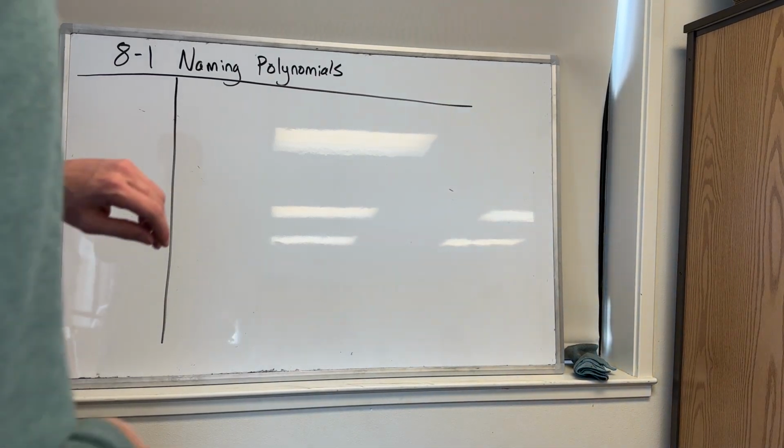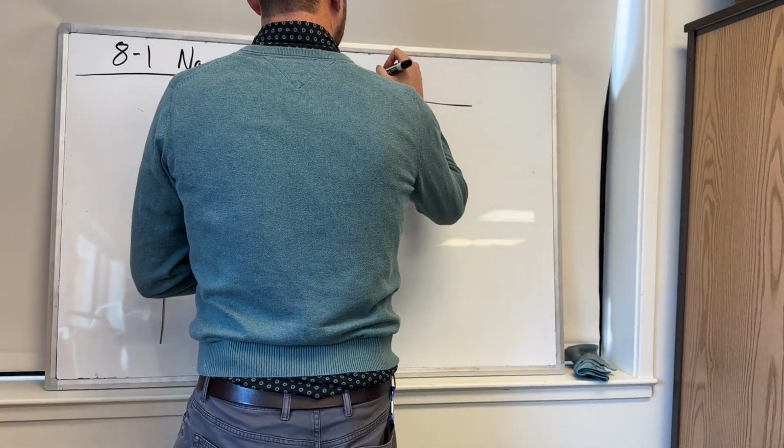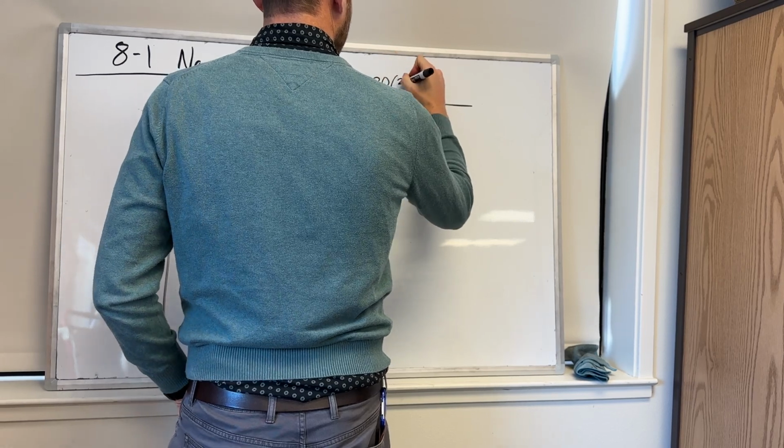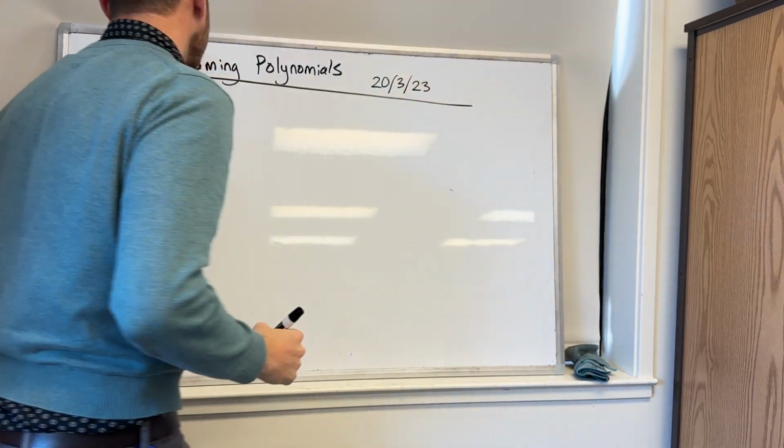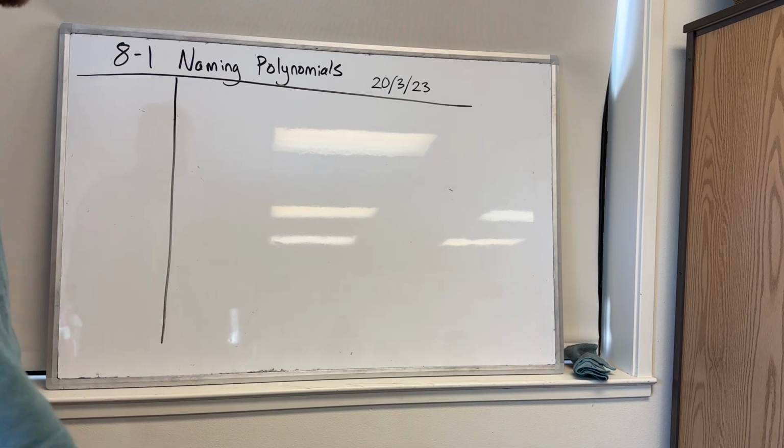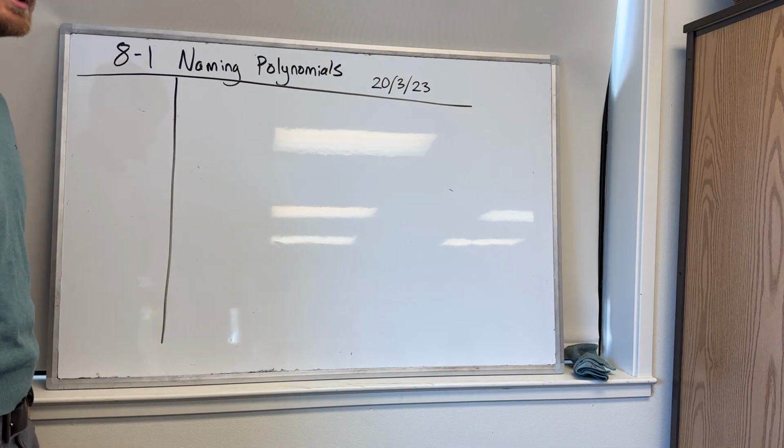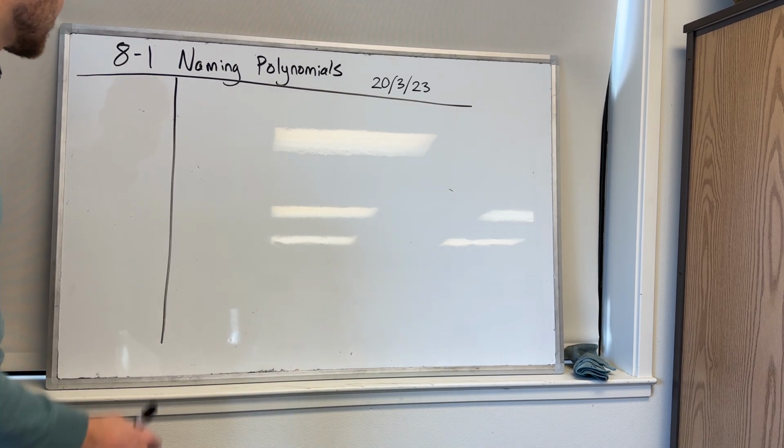All right, 7th graders, today's date is March 20th, so it's the 20th of March, 2023. Talking about naming polynomials, our new unit. This entire unit is about polynomials: adding, subtracting, multiplying, and do we get to dividing? I forgot. Maybe. All right.